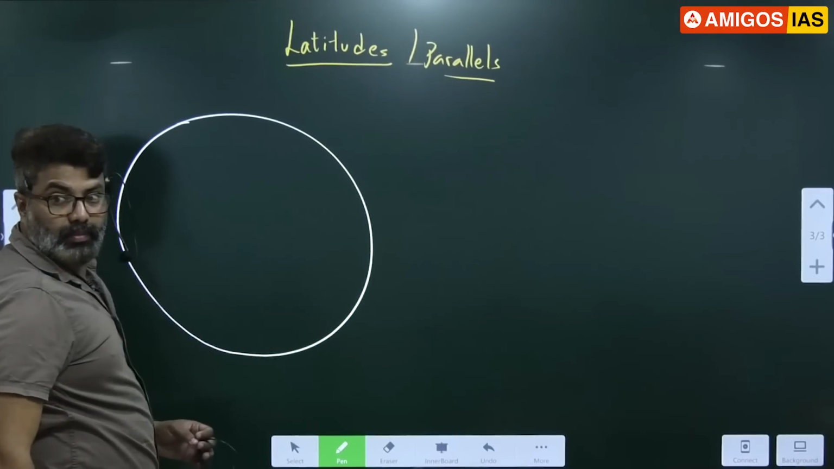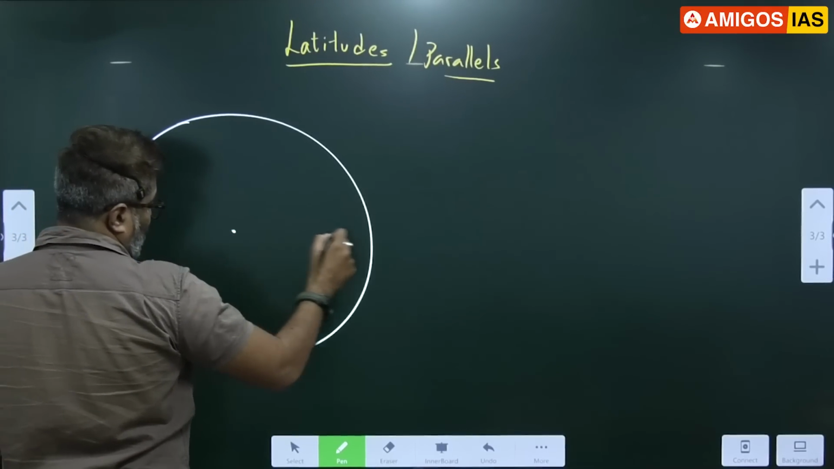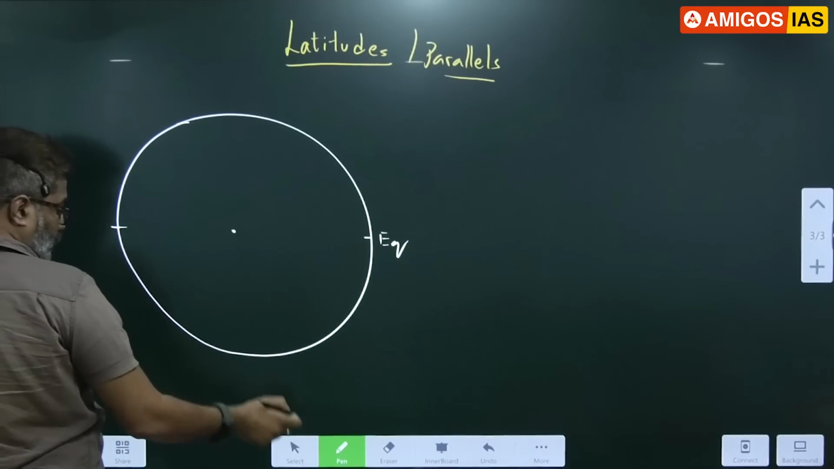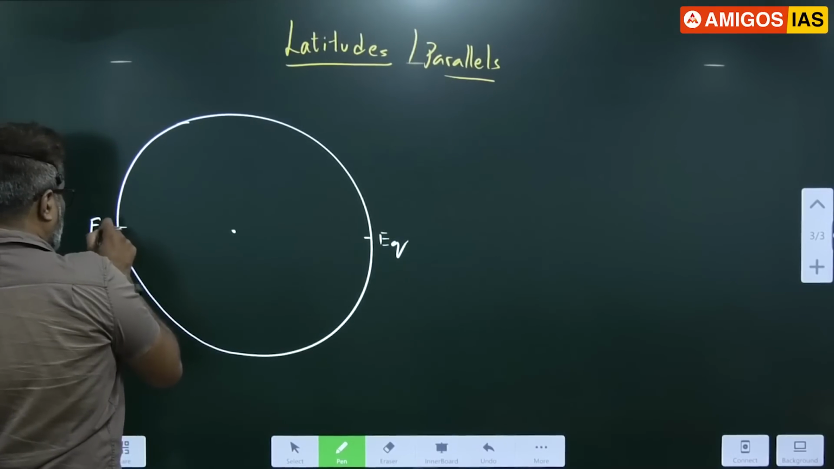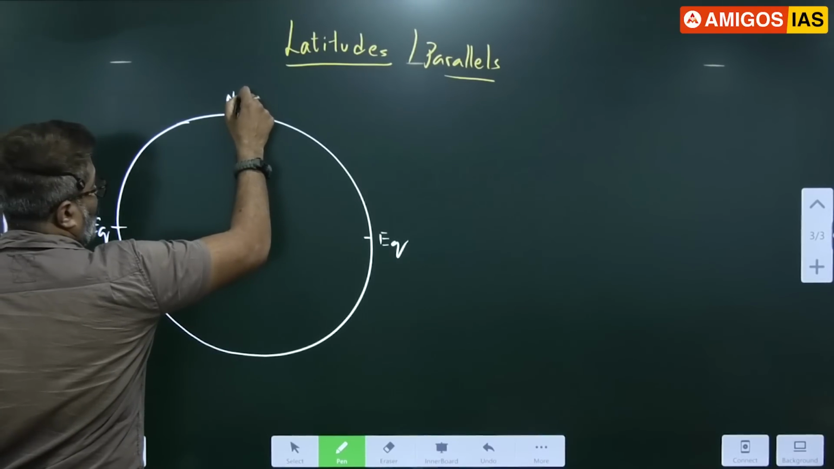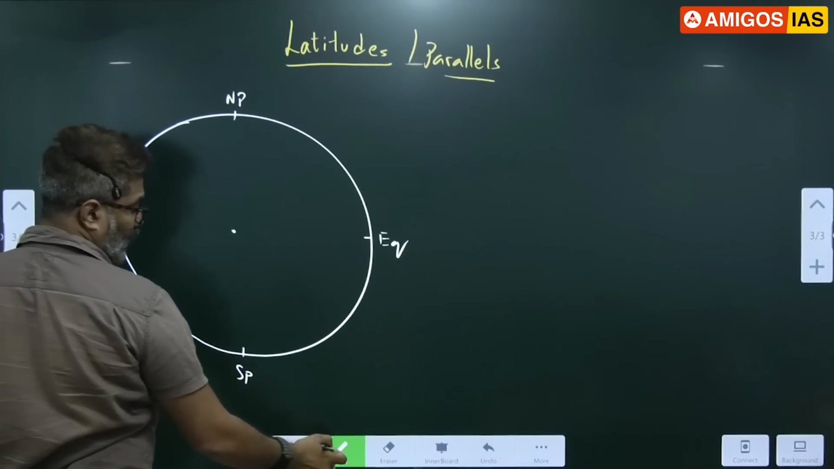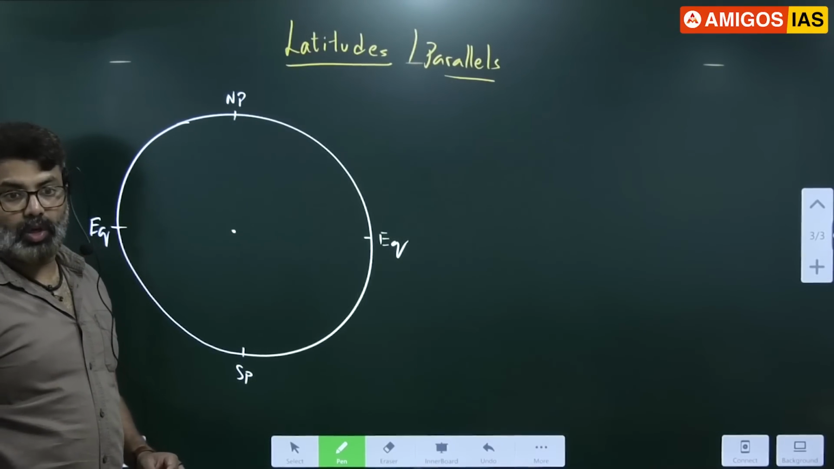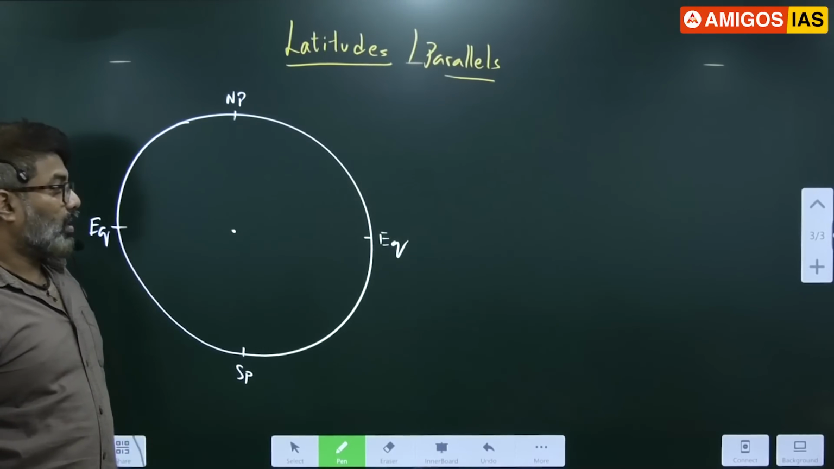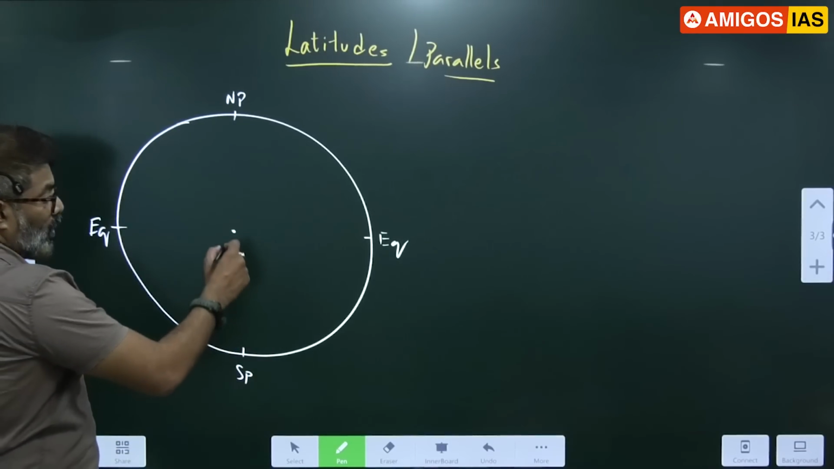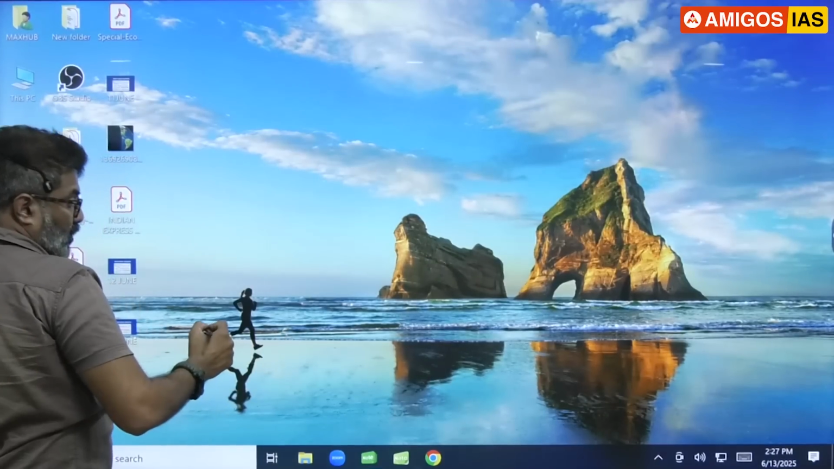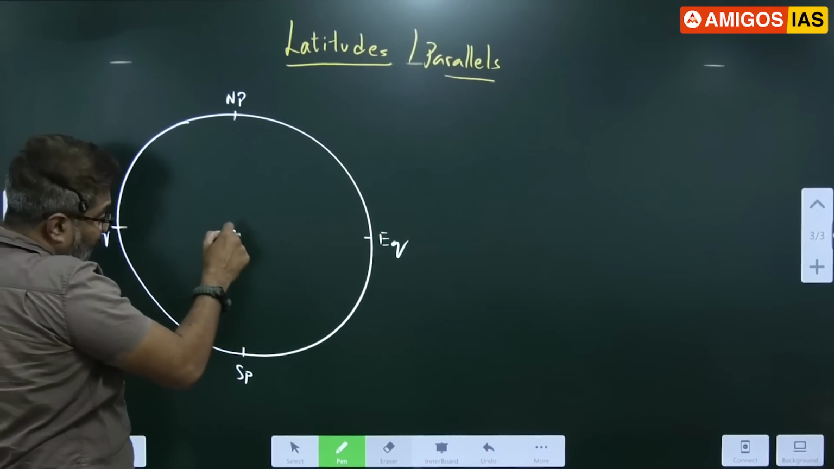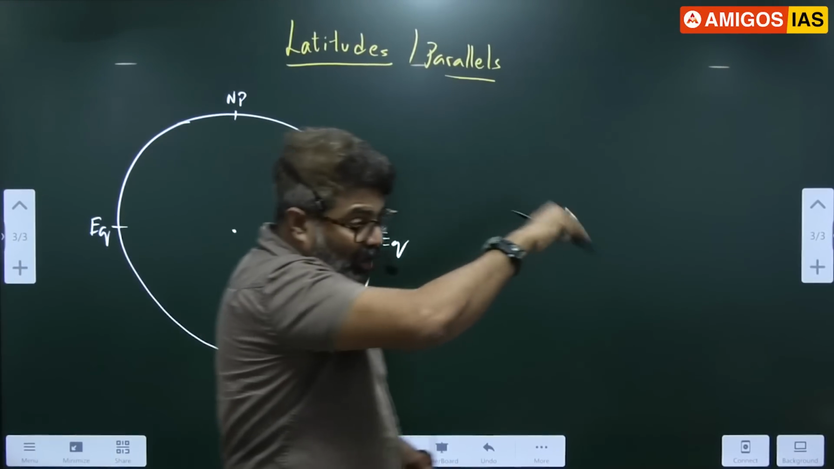Let's say this is the earth. Okay, this is the center of the earth. This is equator. This is North Pole. This is South Pole. Okay, North Pole, South Pole, equator. Now notice this please. These are all on the surface of the earth, correct? This is center. Where is the center? Center is inside the globe.